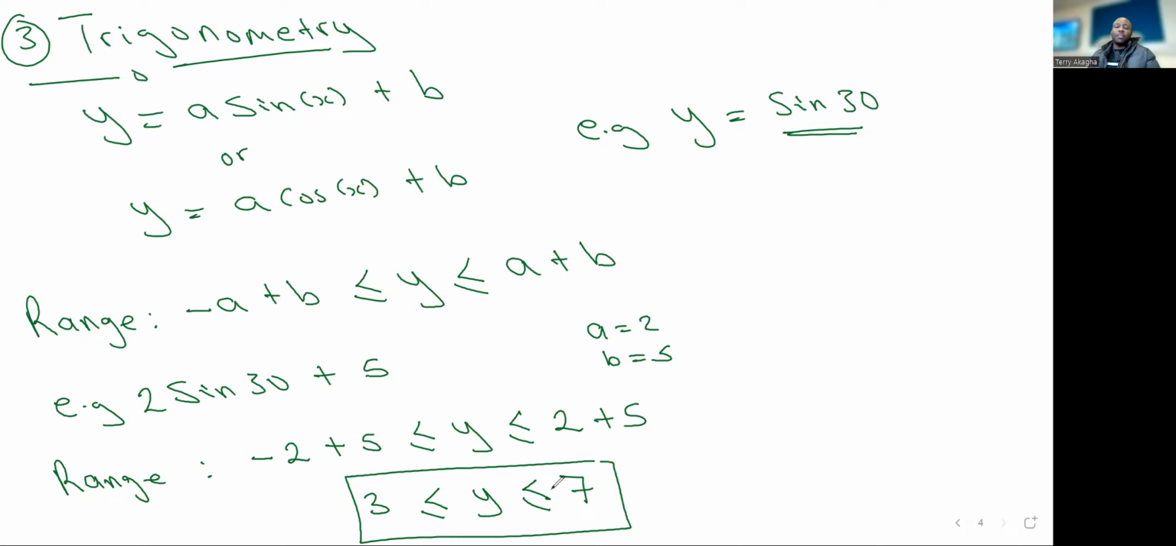And that will be the possible answers you will get here, okay? So you can use this formula: minus a plus b is greater than or equal to y, but less than or equal to what? A plus b.